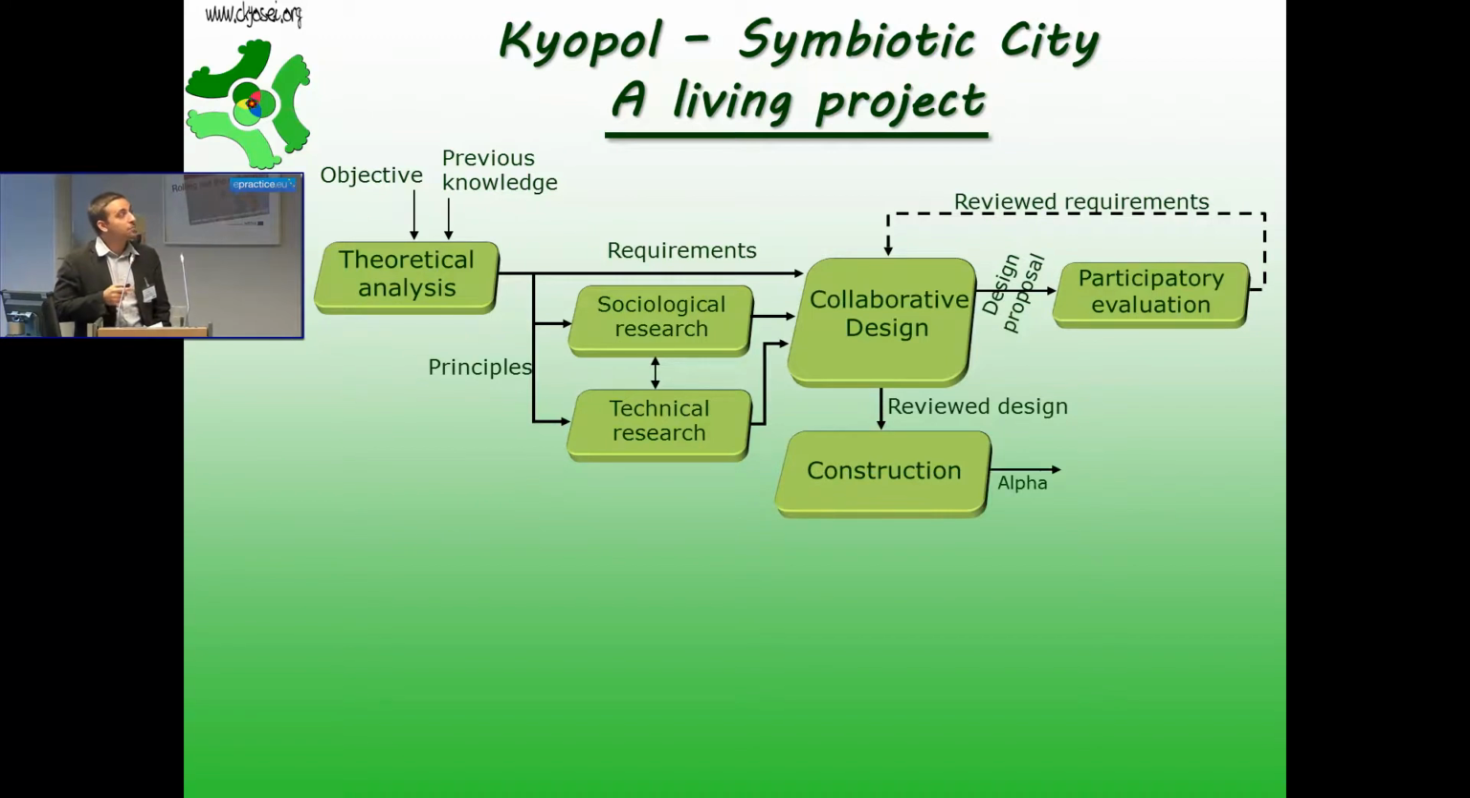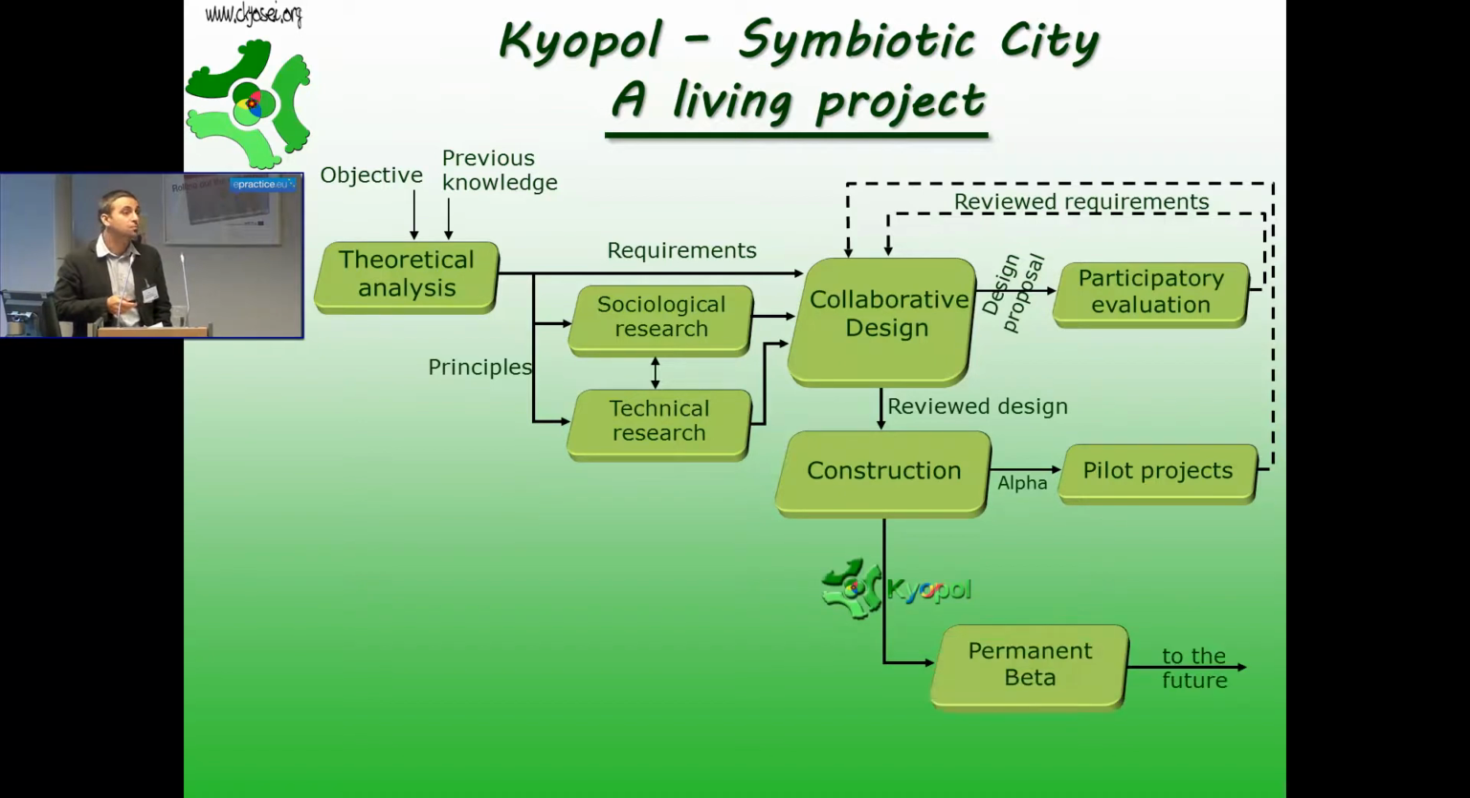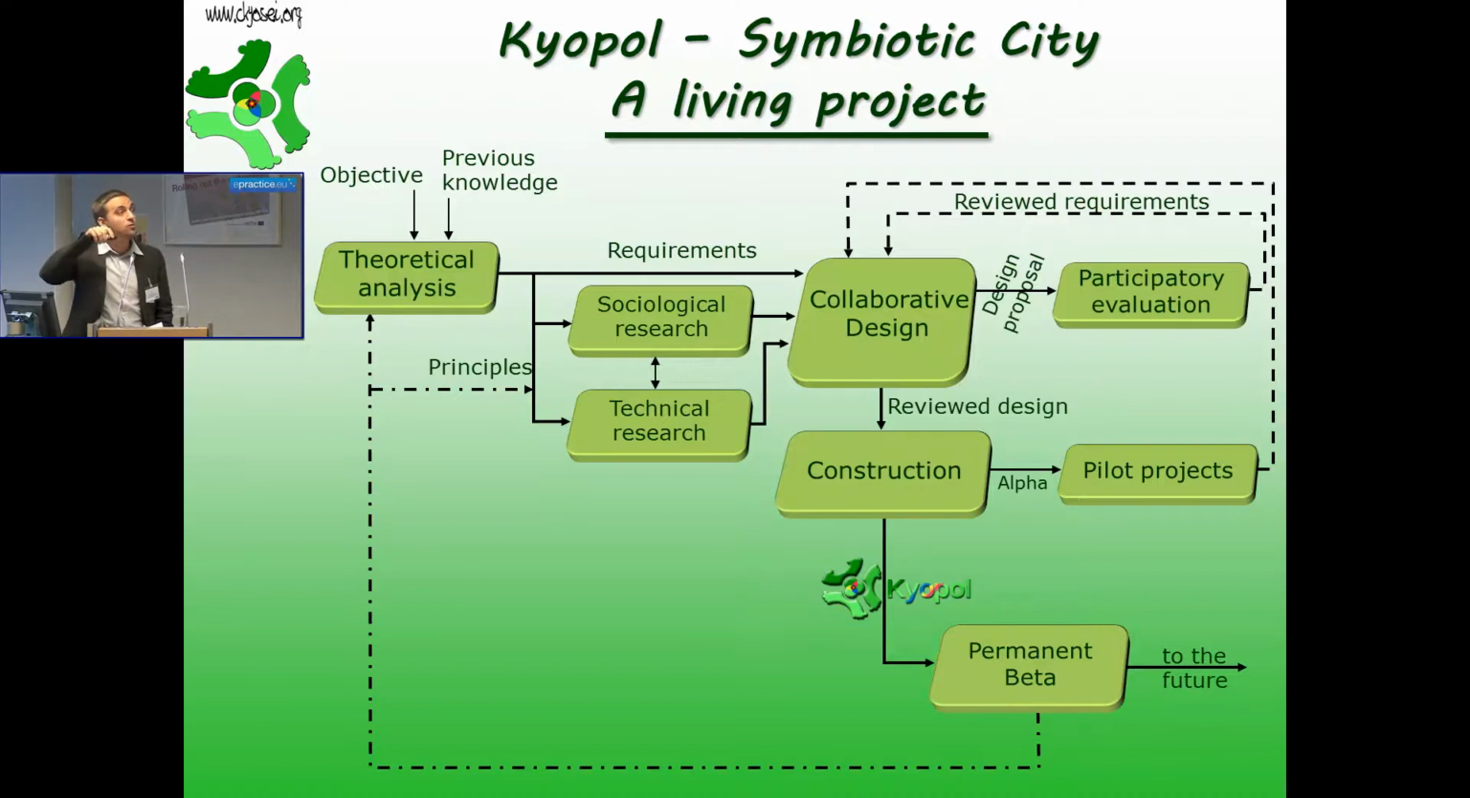So based on it, you can already start construction of an alpha. And this alpha, again with this community of pioneers, you can run some pilot projects, and again you have some feedback that is enriching the design. And finally, you can go to construct a system that should stay in permanent beta. That means that the system grows, it's being used more and more, but you continuously keep learning and improving.